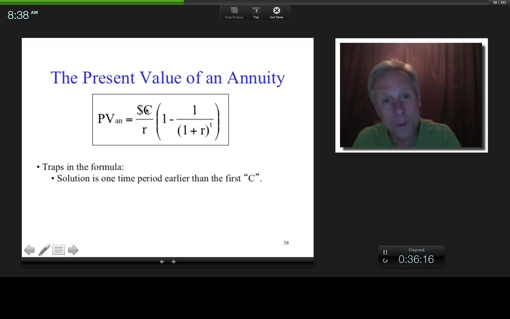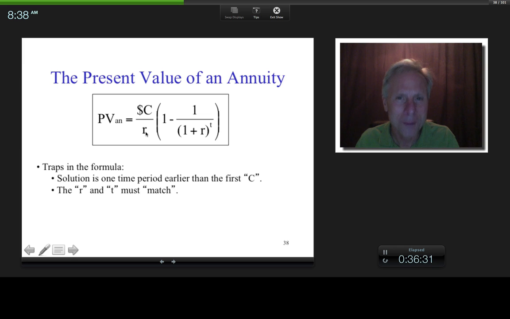And how do you know that? Well, you wouldn't know that unless you understood the derivation. And can you think of any other potential trap? Well, if you're working with 2-month periods, then this better be an effective what? Better be an effective 2-month rate. In other words, the R and the T, if you will, must correspond or match or however you want to put it.